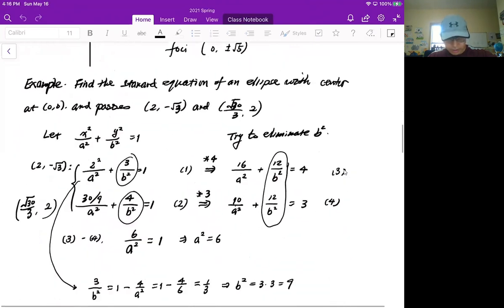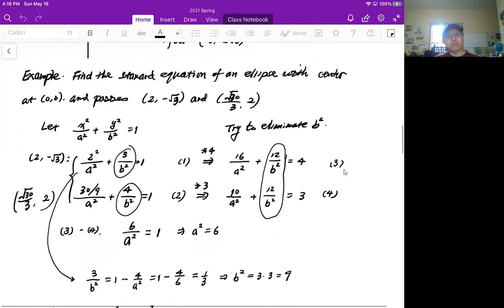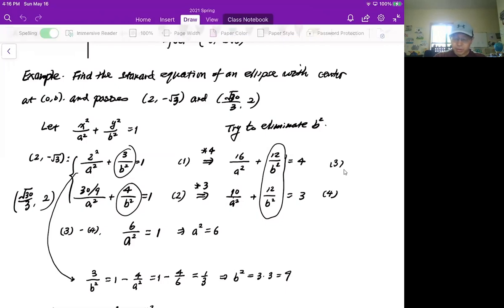Let's see, find the standard equation of the ellipse with the center at 0, 0 that passes through two given points. If the center is at 0, 0, we can have this equation here. But be very careful. The notation is a little bit confusing, because usually we want A to be bigger than B, but if you don't want to make that assumption here, maybe you shouldn't use A and B. You can use C and D so that you don't get confused.